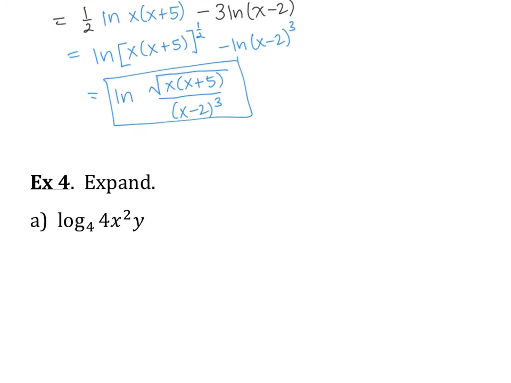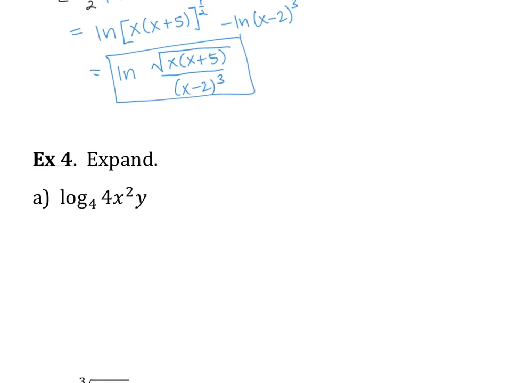For example 4, we're going to expand these, so we're going to take them out as far as we can. We want to have no exponents if possible at the end, and evaluate and simplify anything we possibly can. So I'm going to go factor by factor. Log base 4 of 4 plus log base 4 of x squared plus log base 4 of y. This is looking pretty good, but I still have the x squared, so I'm going to bring that down so it's expanded entirely. I don't want to have exponents at the end if I can avoid it.